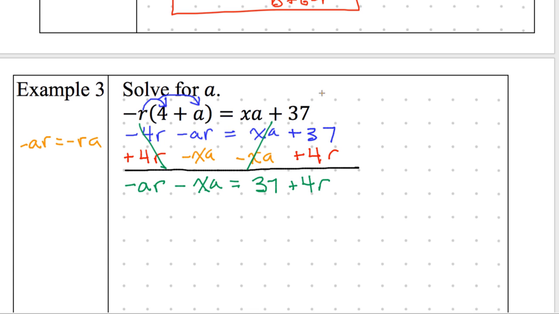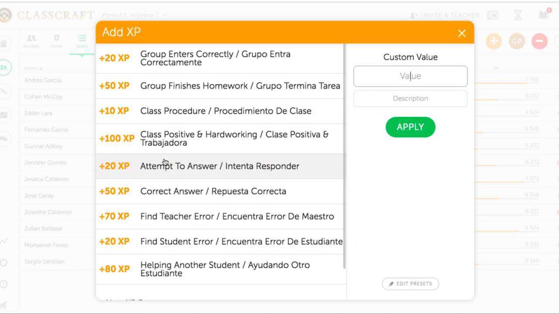We're so short on time. Sorry. Fernando, go for it. Negative A, parentheses, R and then R plus X. And then rewrite the right-hand side is equal to 37 plus 4R. You have it correct. So Fernando, there's your XP.